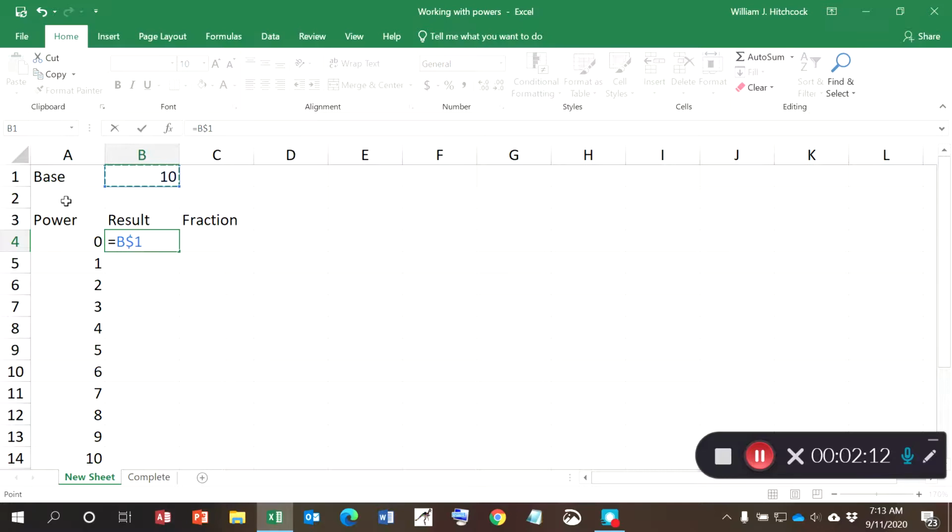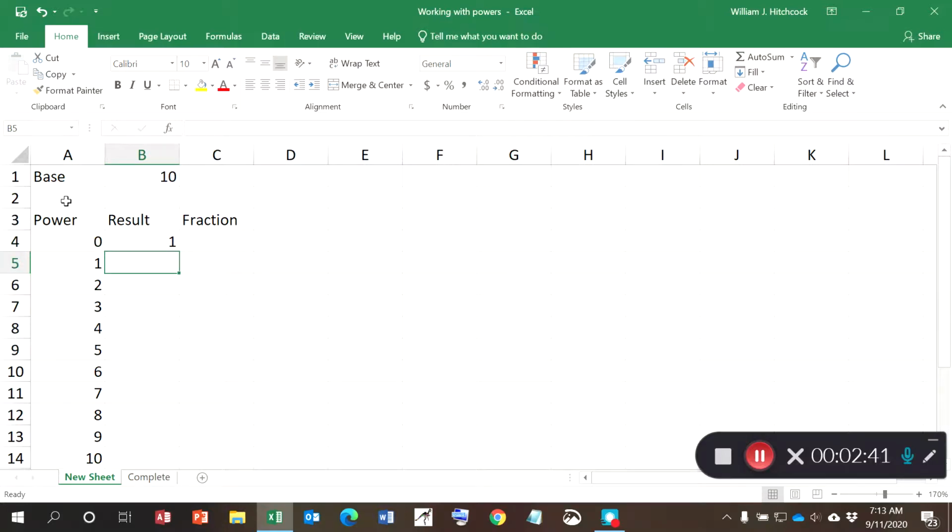And then I'm going to raise that to a power. So the operation to raise a number to a power in Excel is a caret. The caret is above your number 6. So I held my shift key down, hit the number 6, I've got a caret there, and now I'm going to point to the power. In this case, it's 0. That's in cell A4. So I just took my left arrow, cursored over to cell A4, and we'll hit enter, and 10 to the 0 is 1. That's our identity. Any number raised to the 0 power is always 1.